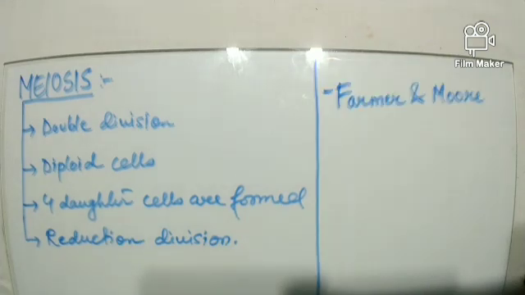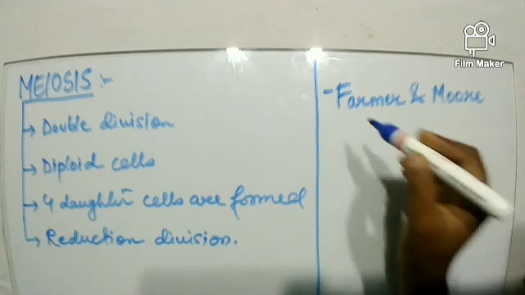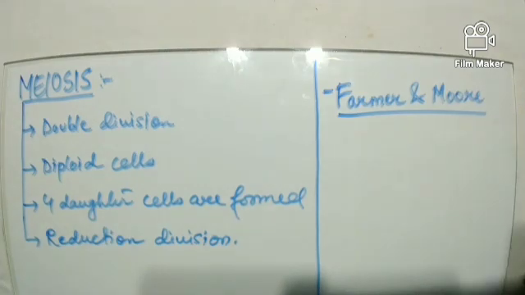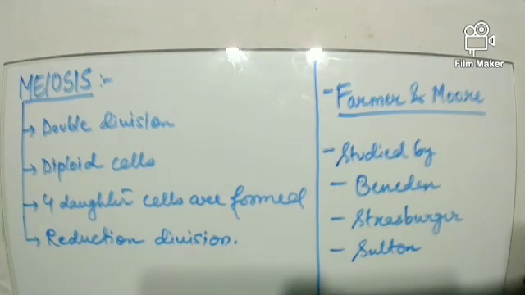The term meiosis was given by the scientists Farmer and Moore, and the details of meiosis were studied by Benedin, Strasburger and Sultan. Now let us talk about the occurrence of meiosis. As I have already told you, meiosis occurs in a diploid cell, and the cells which undergo meiosis are called meiocytes.